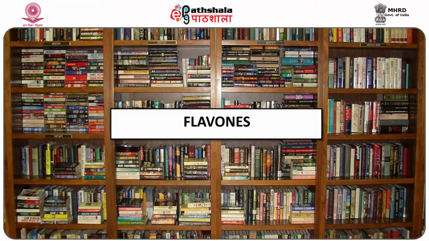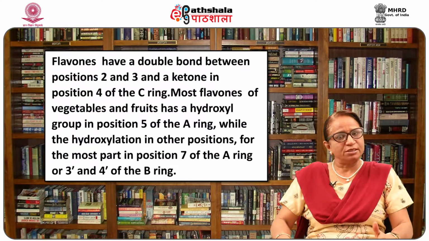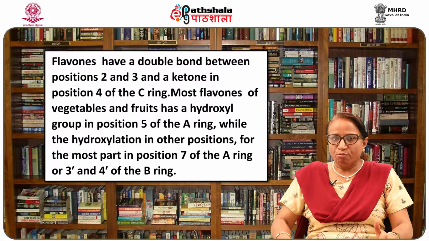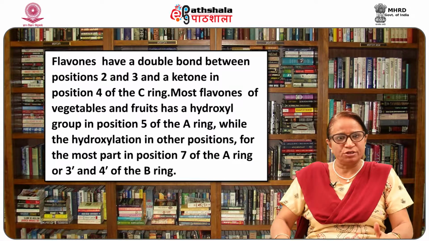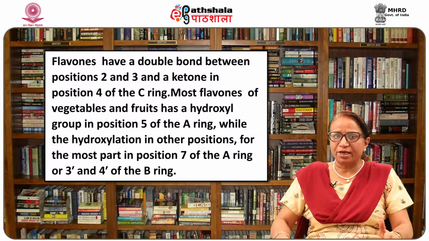Let us learn about flavones. Flavones have a double bond between position 2 and 3 and a ketone in position 4 of the C ring. Most flavones of vegetables and fruits have a hydroxyl group in position 5 of the A ring, while the hydroxylation in other positions is for the most part in position 7 of the A ring or 3 or 4 of the B ring. Hydroxylation may vary according to the taxonomic classification of the particular vegetable or fruit.